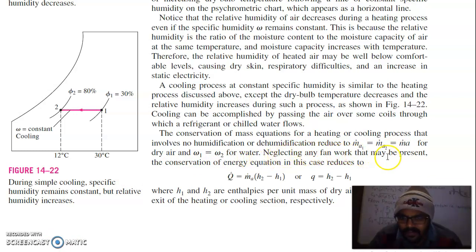Neglecting any fan work that may be present, the conservation of energy equation in this case reduces to Q equals m dot A times (H2 minus H1), the heat taken from or added to the air, where H1 and H2 are enthalpy per unit mass of dry air at the inlet and exit of the heating or cooling section.